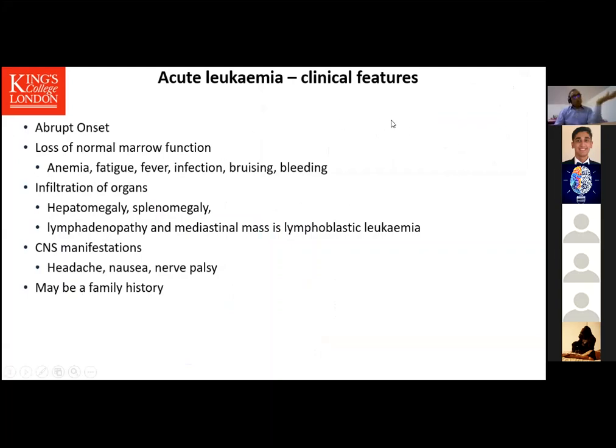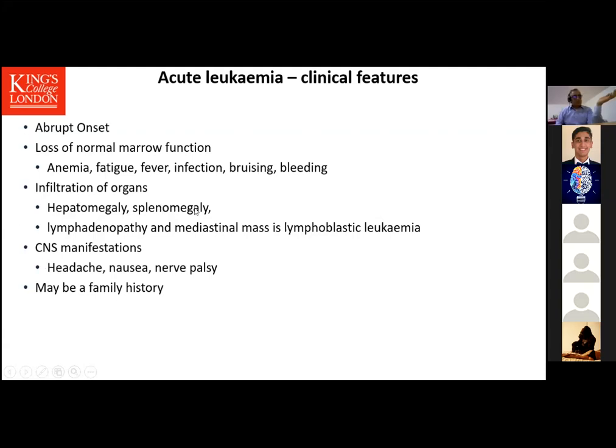So how do these patients present? I have given a case scenario that these patients generally present very, very fast, within a few weeks. So 4 or 5 weeks ago, they were absolutely fine, there was no problem. Bang, something happens, they start to feel lethargic, they start to have bruising, and they might catch infection. So anemia, fatigue, fever, infection, bruising, bleeding.